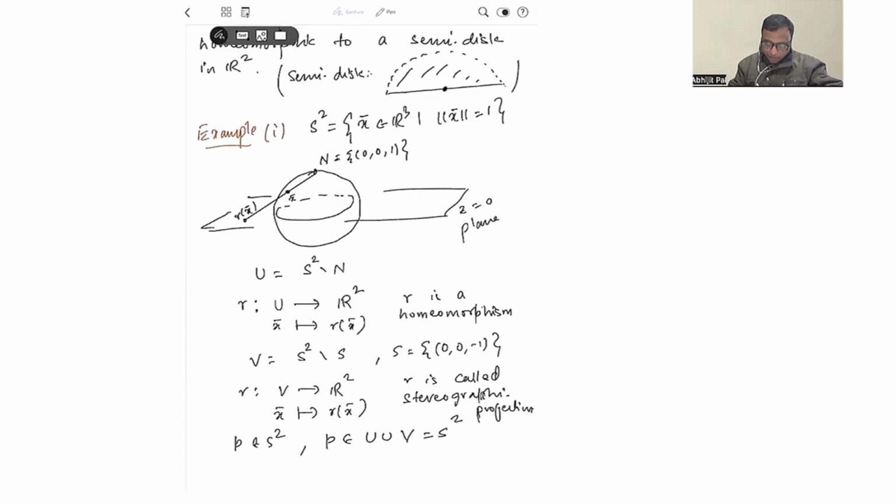Now you take similarly V to be the sphere minus the south pole, where the south pole is (0, 0, -1). Again, you have a map from V to R2, the stereographic projection. Now note that U and V cover S2, meaning S2 is equal to U union V. If I take any point p belonging to S2, it lies either in U or V, and U and V are homeomorphic to R2. Therefore, we have proved that the sphere is a surface.